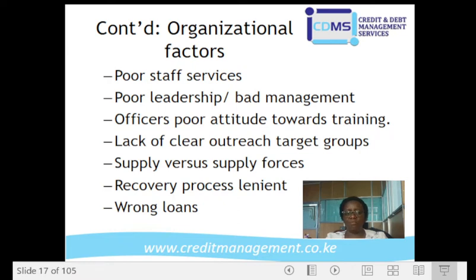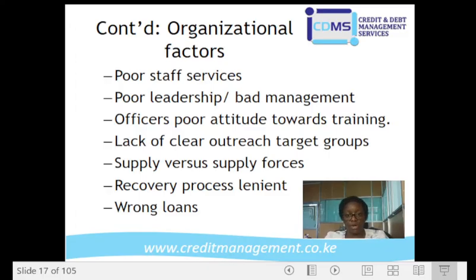Then there is the recovery process being lenient. Recovery process leniency. So the process is, okay, we understand, and you are not stamping your foot. You are not telling this customer that this is when we anticipate the payment, and if not now, this is what is going to happen.